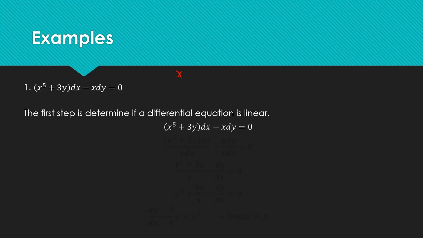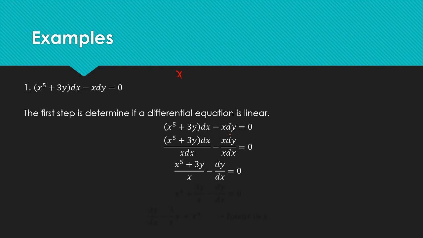So, if that's the case, kailangan magkaroon tayo ng dy over dx. So, tanggalin natin tong x na to dito by dividing the whole equation by x, and then para magka dy over dx, divide natin yung whole equation by dx. So, we will arrive class at x raised to the 5th power plus 3y over x minus 3y dx minus dy over dx is equal to 0.